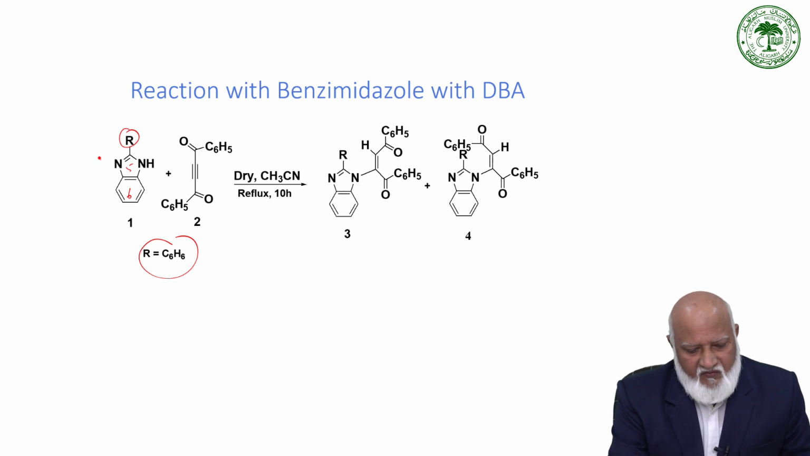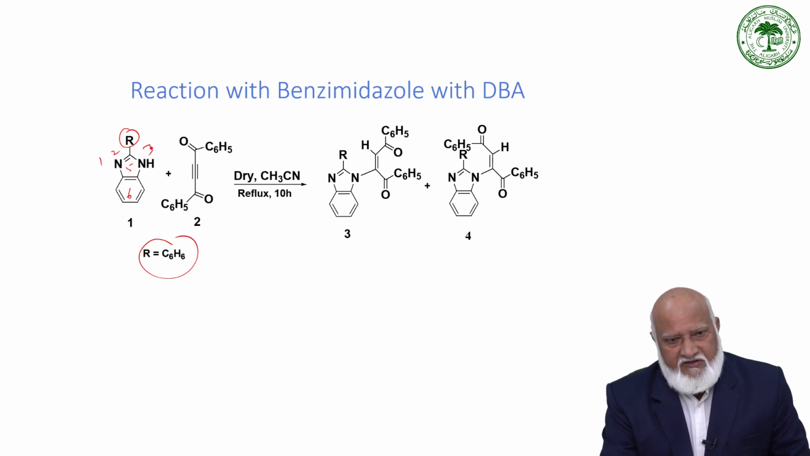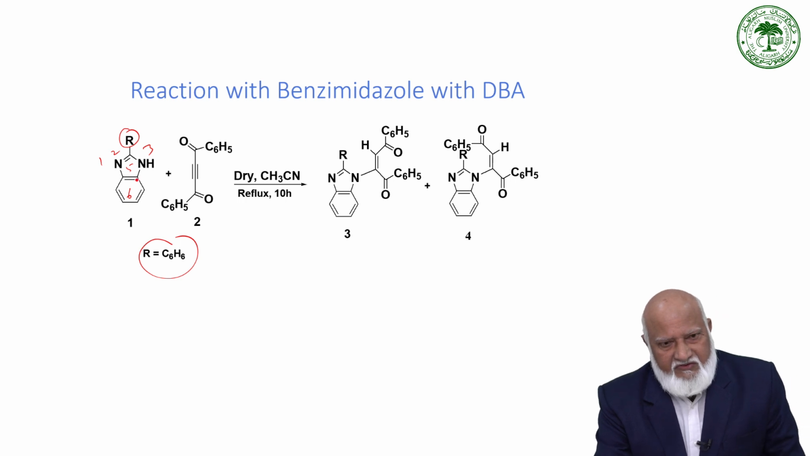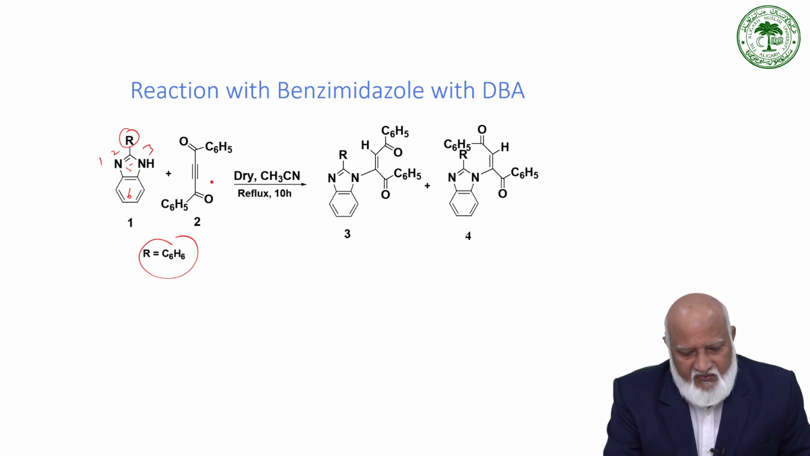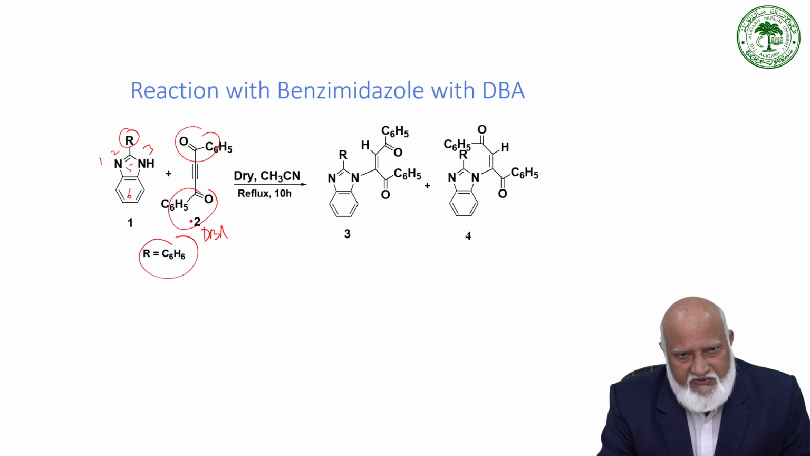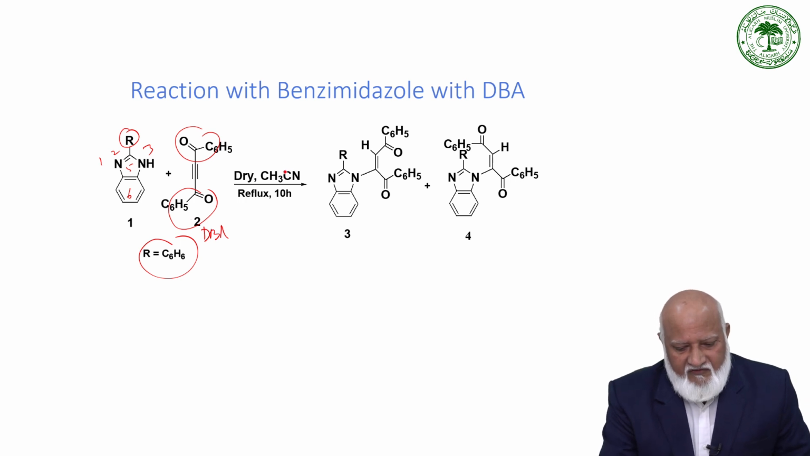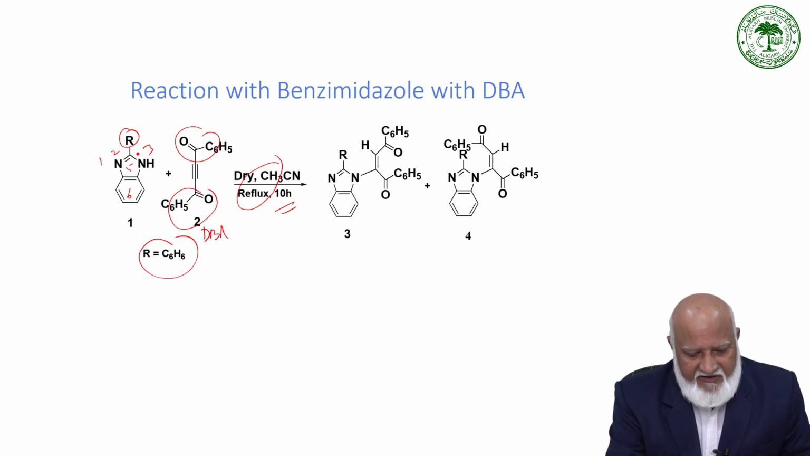So it is a 1, 2, 3. The 1, 3 positions are nitrogen, and then there is a connected benzene ring. So 2-phenyl benzimidazole reacts with dibenzoyl acetylene. This is dibenzoyl acetylene, with one benzoyl group and another benzoyl group connected to the acetylene. When it is refluxed in acetonitrile for a few hours, it can add in a nucleophilic manner.